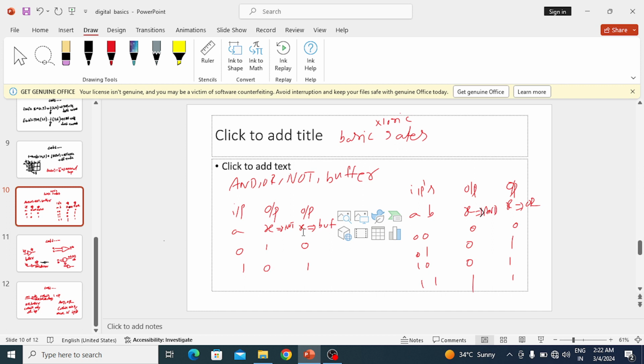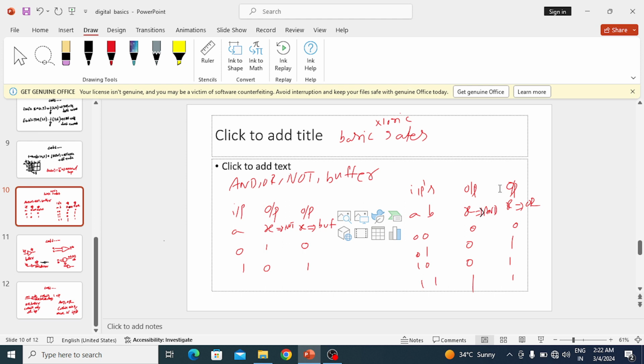For the buffer, the same input goes to the output. Suppose for input 0, the output will be 0. For input 1, the output will be 1. So the buffer will produce the same output. But it will act as a temporary storage or impedance matching device.